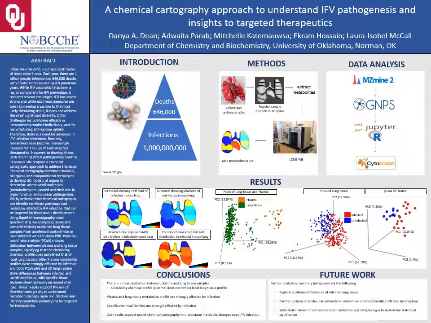In terms of our methods, we infected mouse models with the influenza virus, collected their lung tissue, and sectioned those into different pieces. We registered those into 3D space, extracted the metabolites, ran them on the LCMS, and mapped those metabolites in 3D. So we were able to develop these 3D models specifically showing viral load, so how much of the virus is actually present in both infected and uninfected mouse lung.